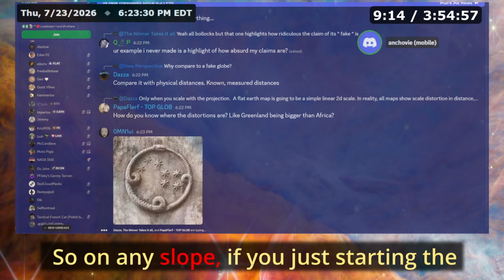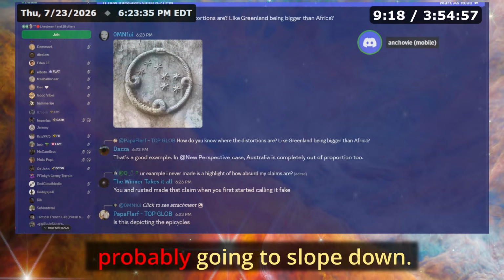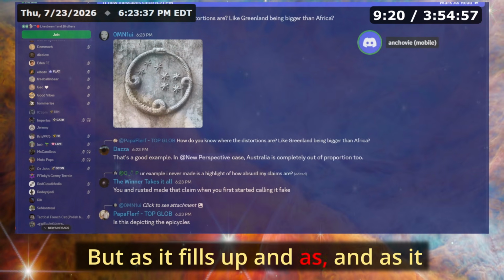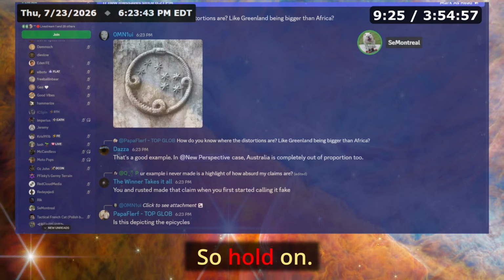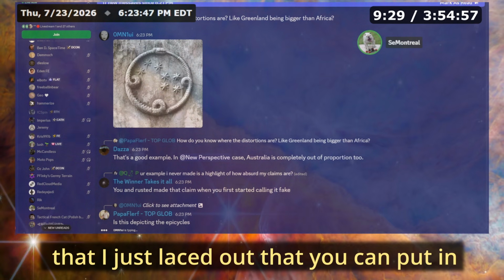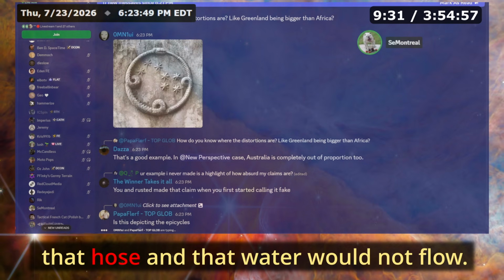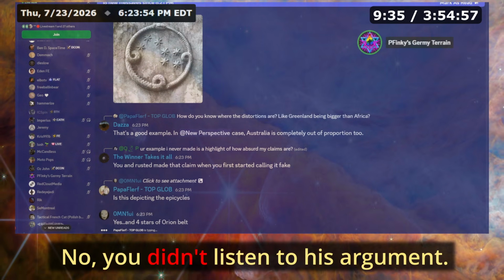So on any slope, if you're just starting the source of water from the top of something, it's probably going to slope down. But as it fills up and as it builds friction over distance, it's not going to happen. So hold on. You're saying that in the scenario I just laid out, you can put water in that hose and that water would not flow if you fill the hose. Is that your argument? No, you didn't listen to his argument.